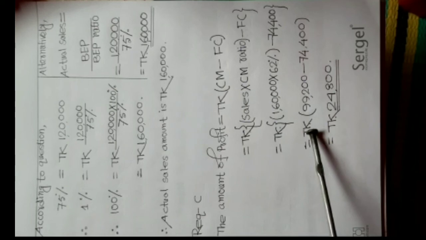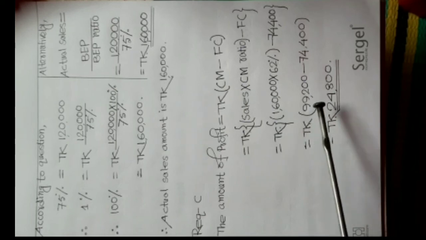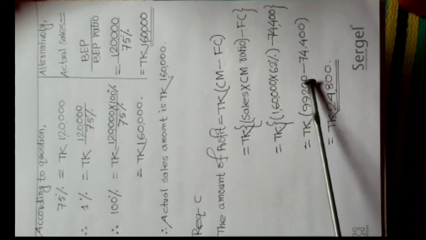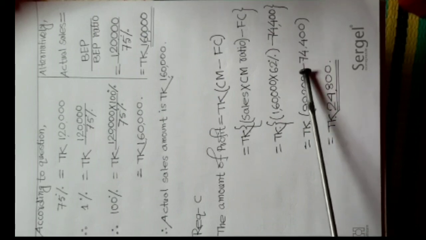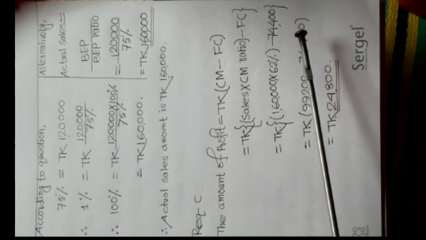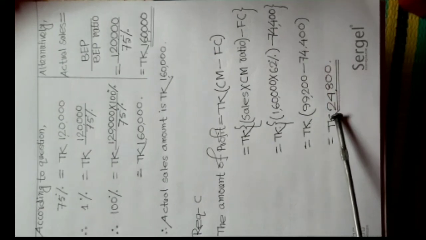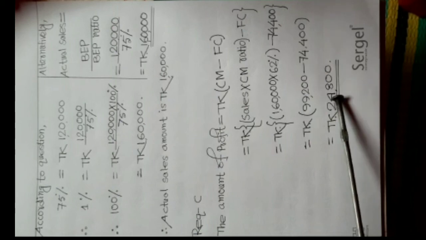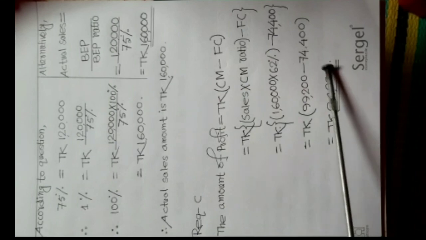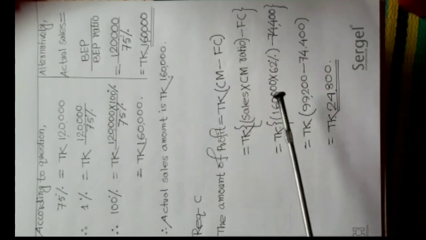So contribution margin 99,200 টাকা minus fixed cost 74,400 টাকা. So profit amount is 24,800 টাকা. Okay, dear students, this is the solution of requirement C.